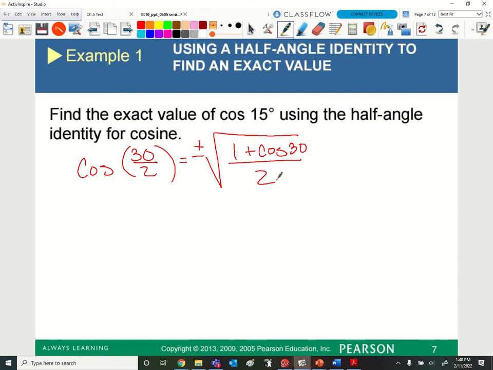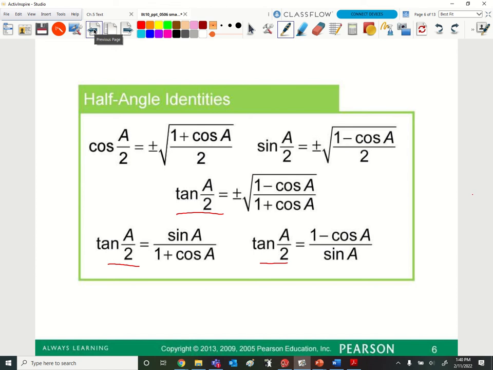How do you know how to use that one? What are we looking for? Look at the formula. This formula has a cosine, doesn't it? But this one over here also has a cosine. It's just whichever formula I'm using, so you have to be careful with which one you're doing. Does that make sense?